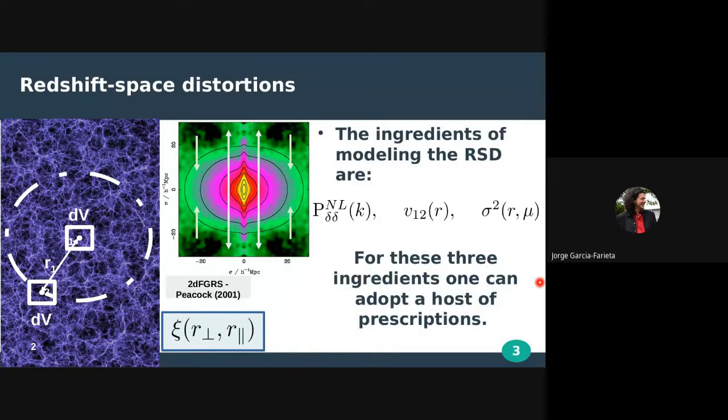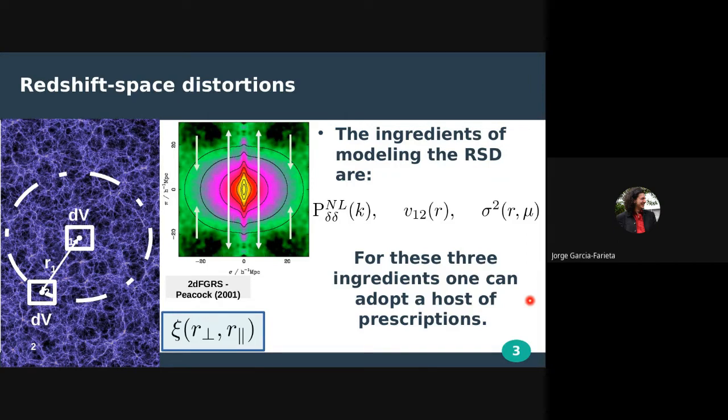Both effects are dynamical distortions, and they contain valuable cosmological information. Therefore, by modeling the redshift space distortions, we can extract this information, such as the growth rate parameter. A simple approach to model the redshift space distortions contains at least three ingredients: a description of the nonlinear power spectrum, a description of the pairwise velocities, and the dispersion of the velocities. For these three ingredients, one can adopt a host of prescriptions.